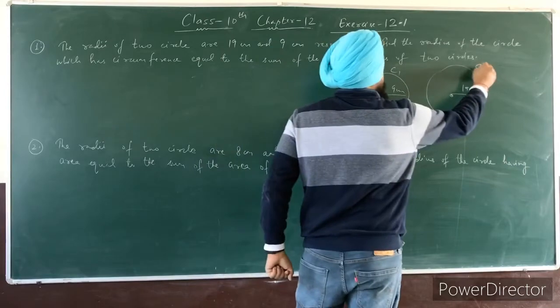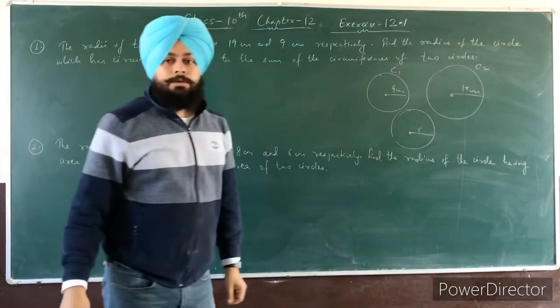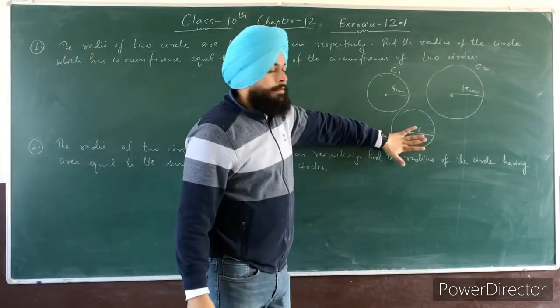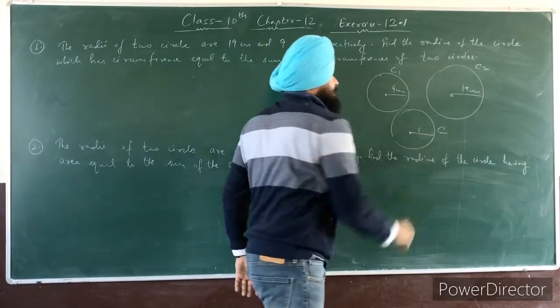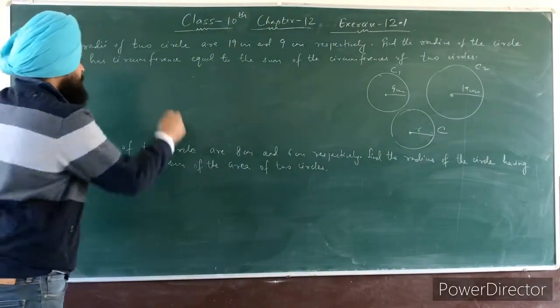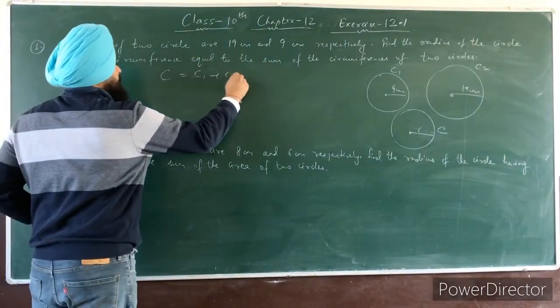Alright, so take the circumference of first circle as C1 and circumference of second circle as C2. And the radius of the circle which we have to find, take that circumference as C only. It means the condition is C is equal to C1 plus C2.